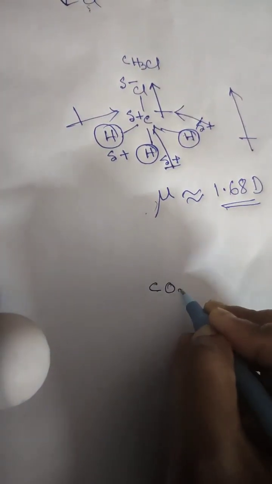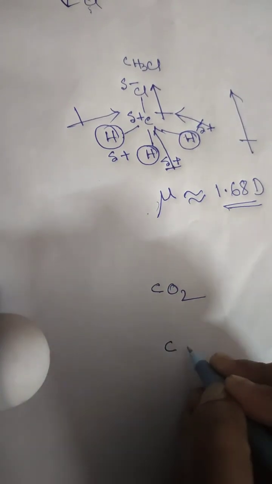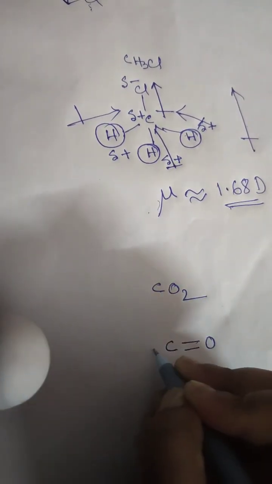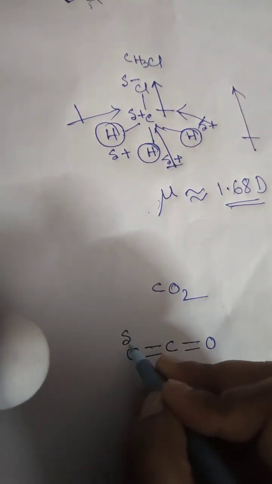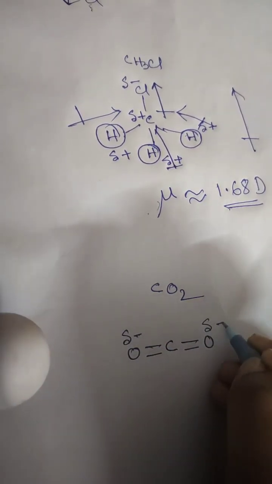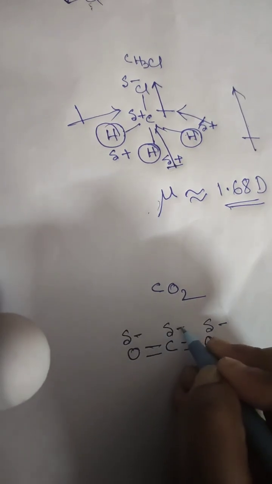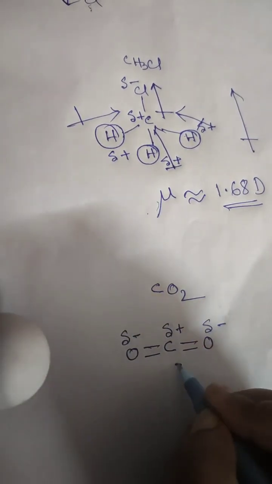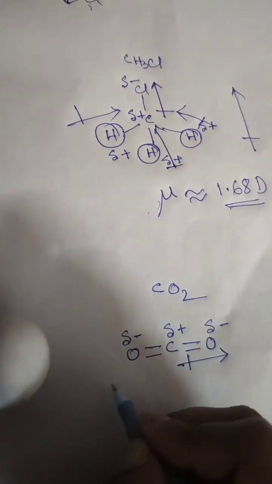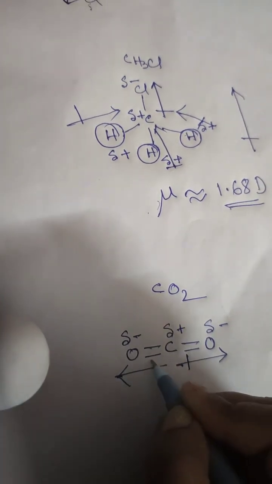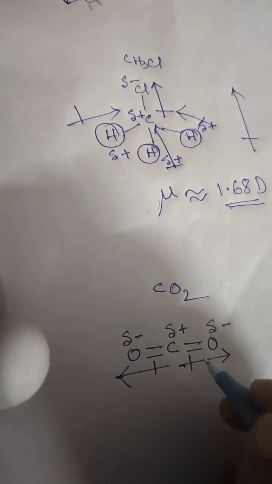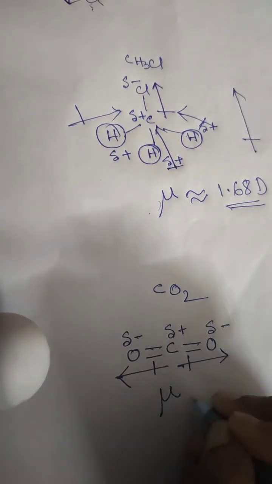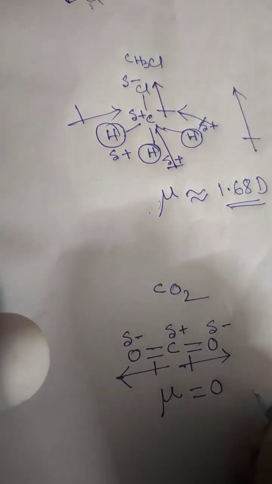We have third compound carbon dioxide. Now this is the structure of carbon dioxide. Oxygen is delta negative as an electronegative atom, and carbon present here is delta positive. So our dipole moments on both sides go in the opposite direction. So here the dipole moments cancel out, and the mu value here is 0 D.